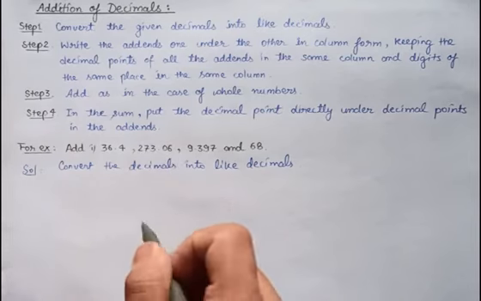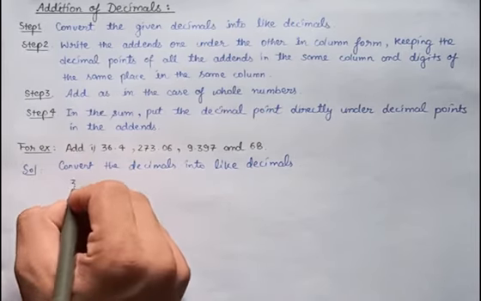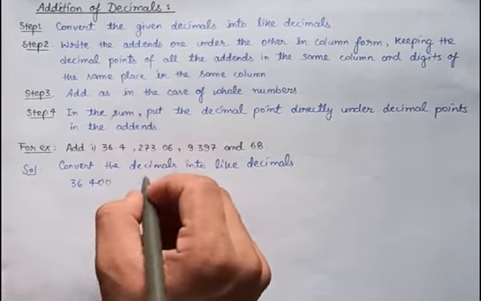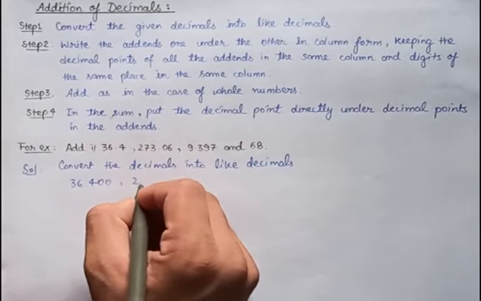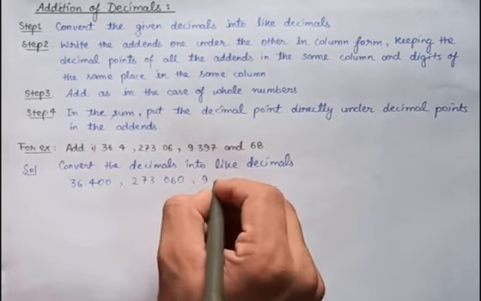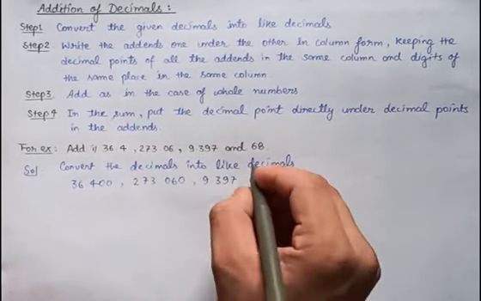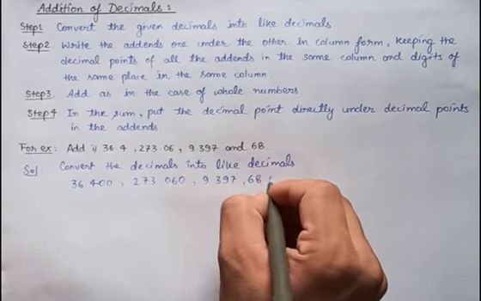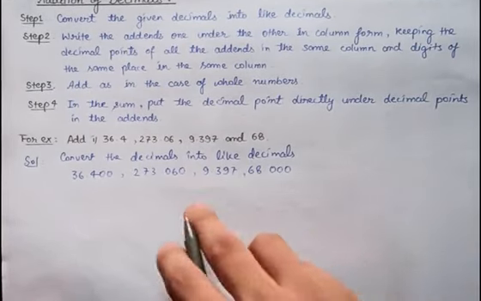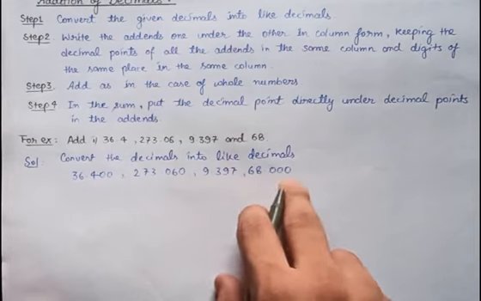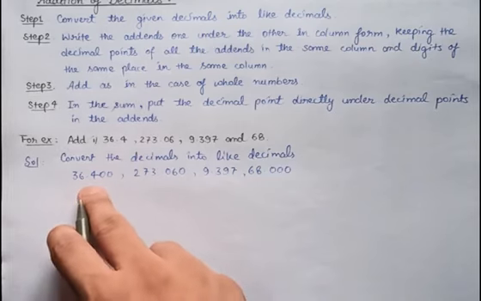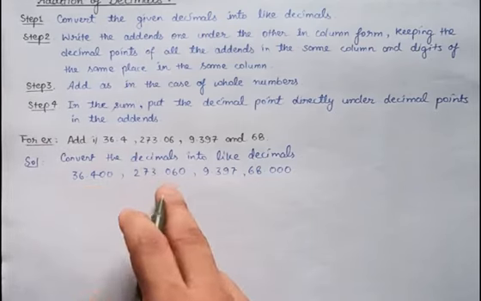Okay, so let us do. So 36.4 can be written as 36.400. 273.06 can be written as 273.060. 9.397 as it is, and 68 can be written as 68.000. Now you can see we have converted the given decimals into like decimals because all these decimals have the same number of decimal places. Okay, same number of decimal places, that is 3 decimal places.